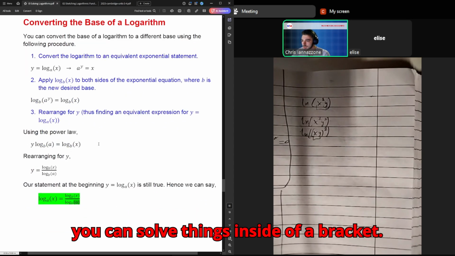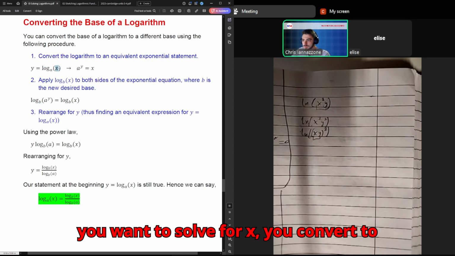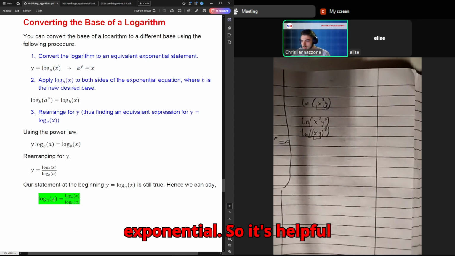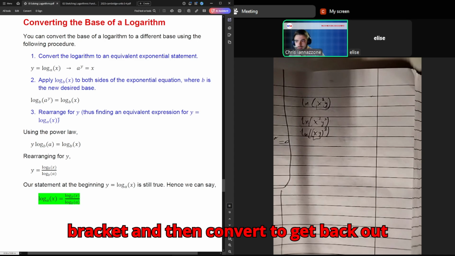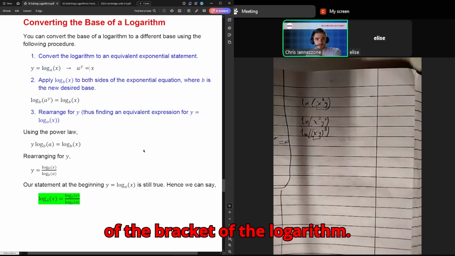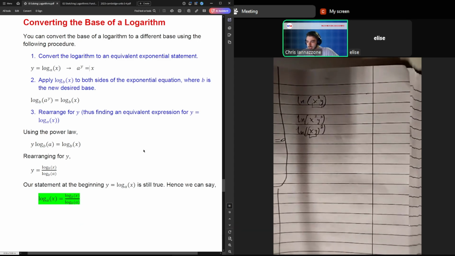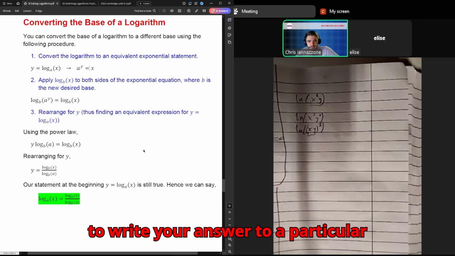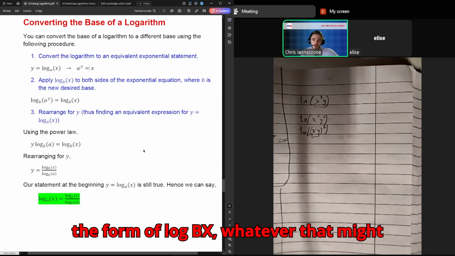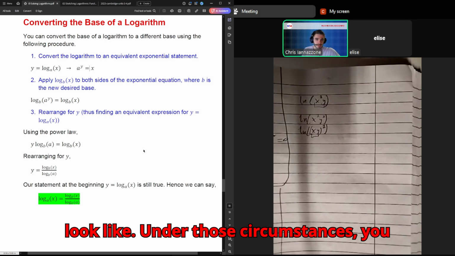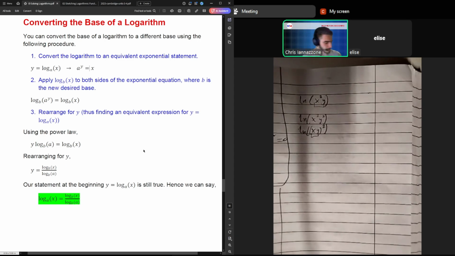And we've already seen how you can solve things inside of a bracket. You can see here, if you have log a x and you want to solve for x, you convert to exponential. So it's helpful for solving those kinds of questions. You first get it from the base into the bracket and then convert to get back out of the bracket of the logarithm. The other use case for converting the base of a logarithm is if you're trying to write your answer in a particular form. You might have one answer, but it says, write it in the form of log b x, whatever that might look like. Under those circumstances, you could convert your base and then achieve whatever specific form it's asking for.